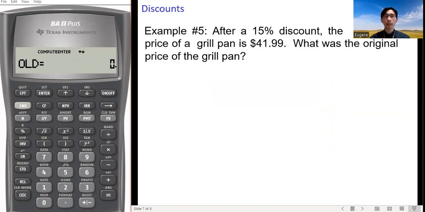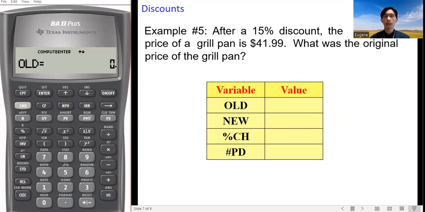After a 15% discount, the price of a grill pan is $41.99. What was the original price of the grill pan? This is a problem involving discounts. Let's key in the variables. The variable O is the original price. We need to compute it. This is asked in the question.